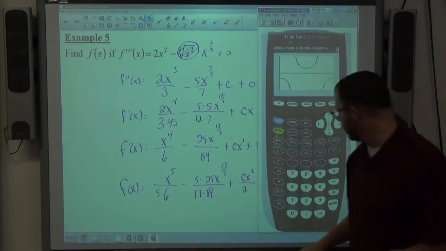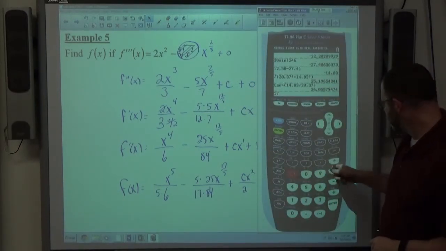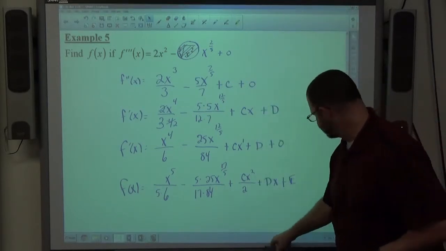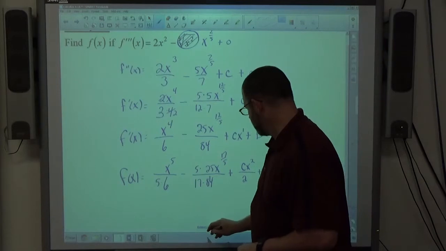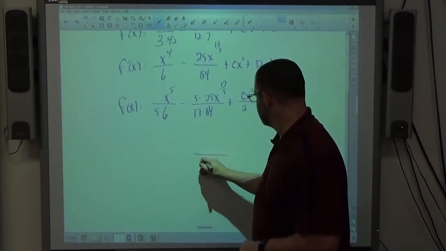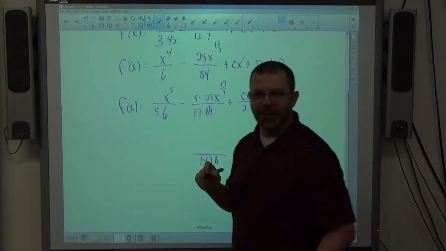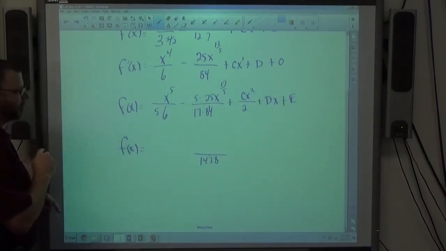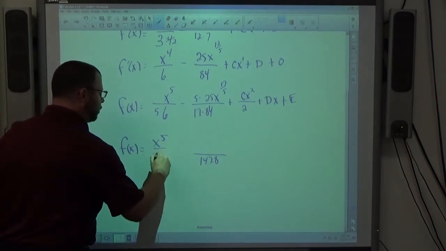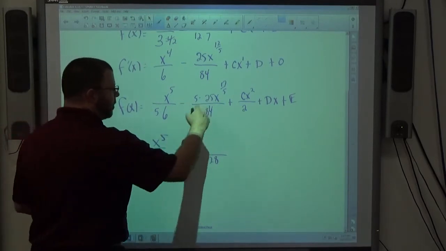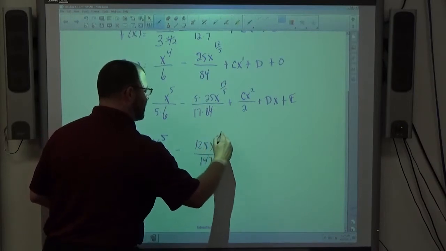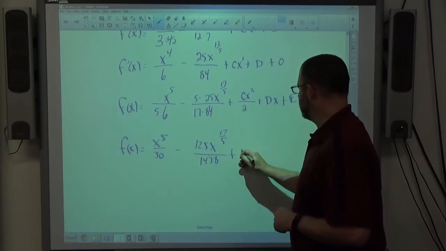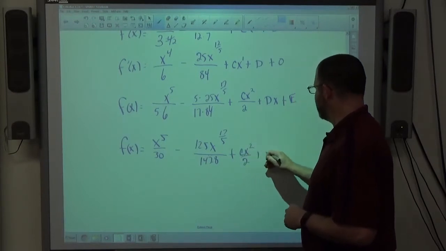I don't know off the top of my head what 17 times 84 is. 17 times 84 is 1428. Let me write that before I forget it. Okay, so f of x in simplest form, reduced as much as possible: x to the 5th over 30 minus 5 times 25 is 125, x to the 17/5 over 1428 plus cx squared over 2 plus dx plus e.